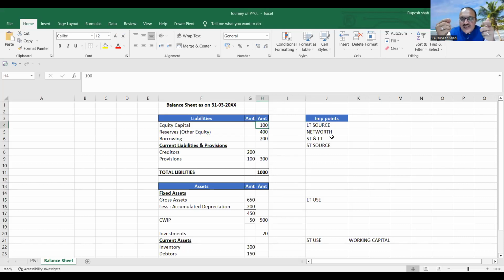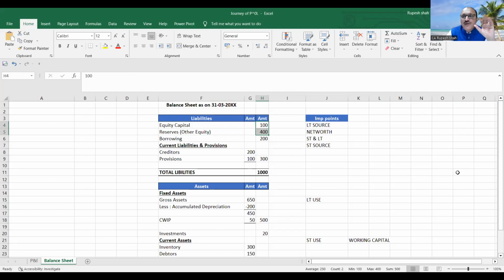When we say equity, equity is actually the net worth of the company. When you use the word equity in isolation, it is called the net worth of the company. Now, net worth means what? Equity capital plus reserves and surplus. So in this case, the net worth of the company, or equity of the company, is 500 crore.